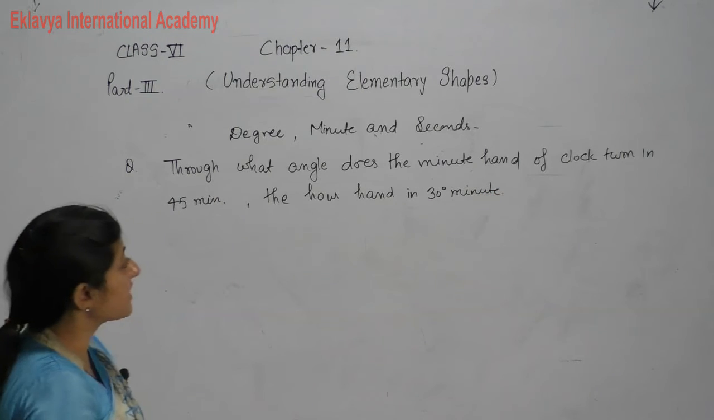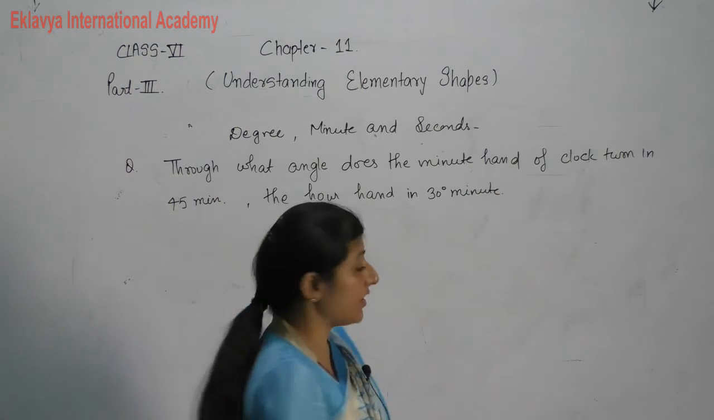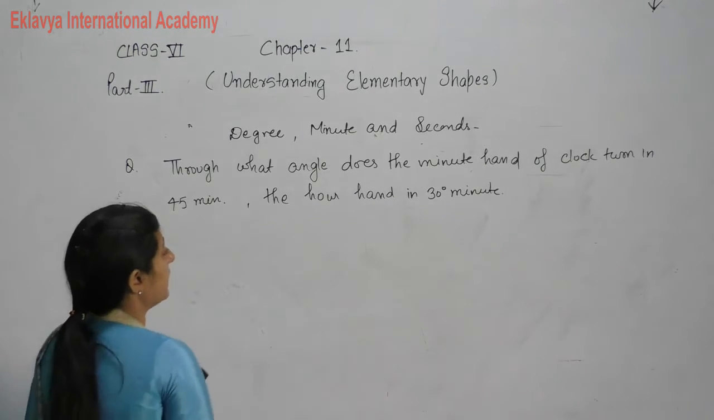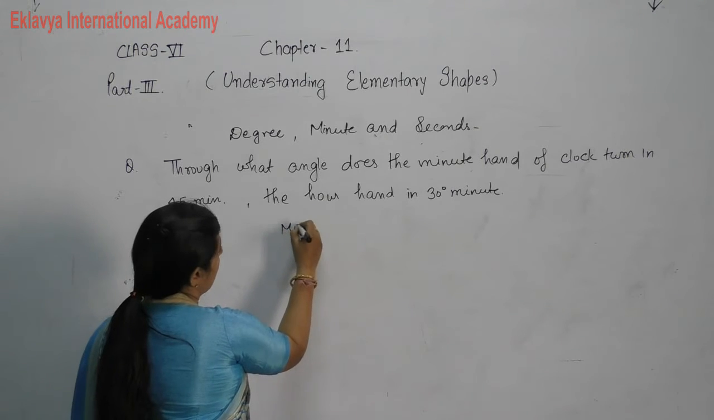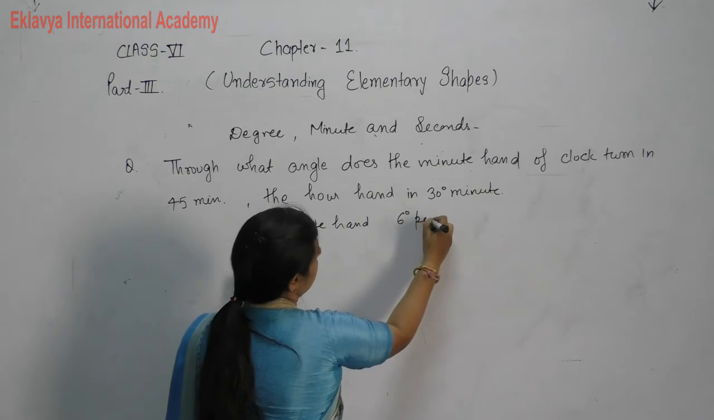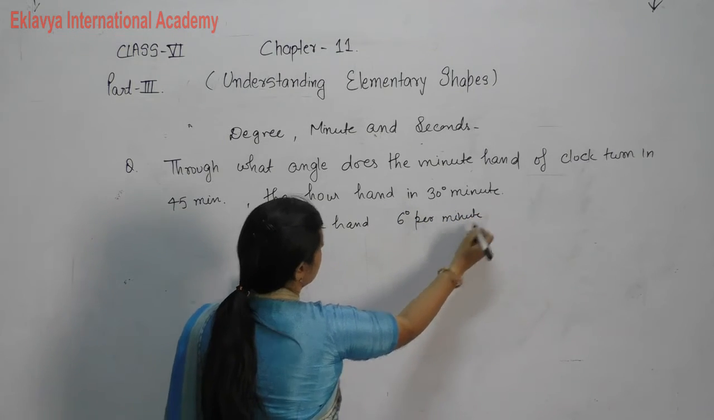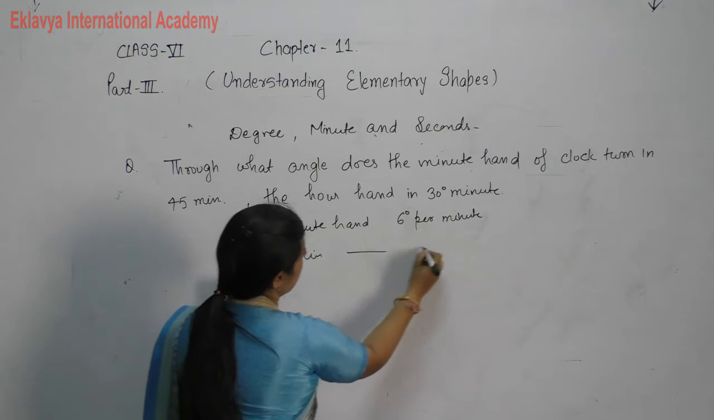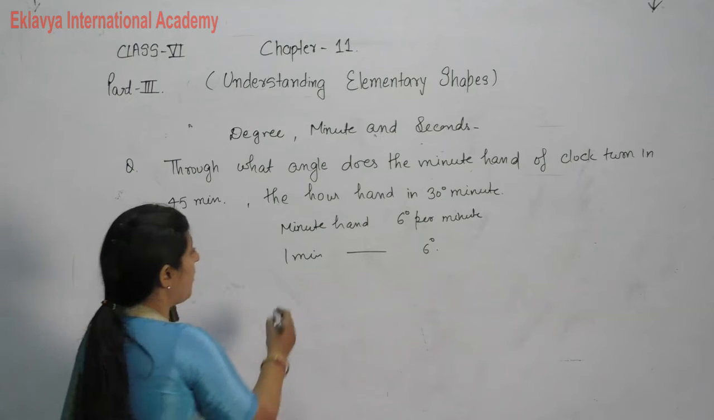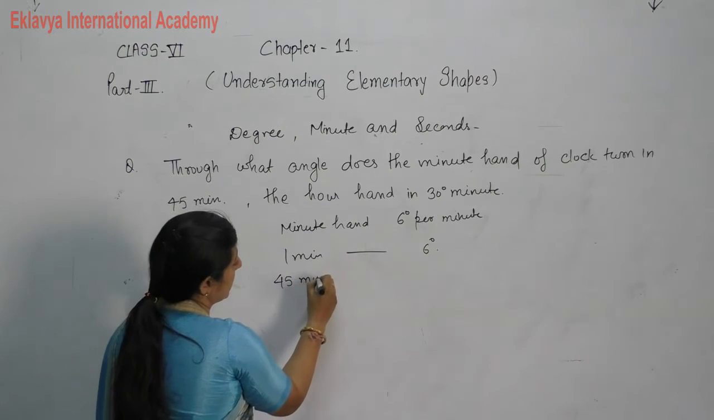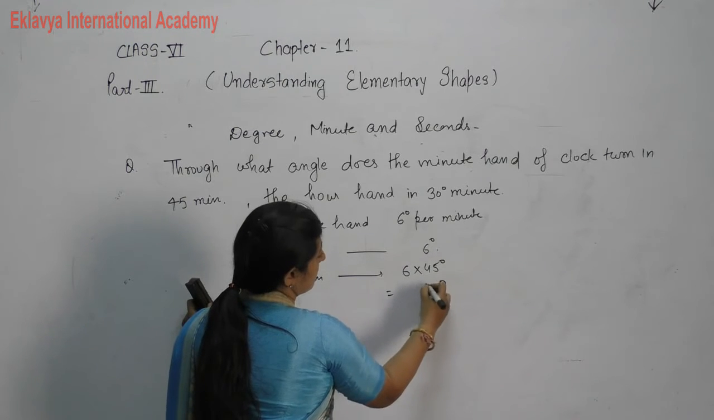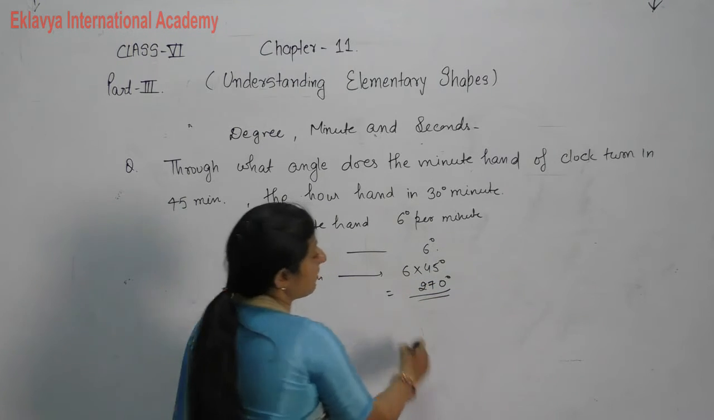Through what angle does the minute hand of a clock turn in 45 minutes? Now see, we already know that the minute hand makes 6 degree per minute, meaning in 1 minute it makes an angle of 6 degree. Then how many minutes are given here? 45 minutes. And in 45 minutes, what we will do? 6 into 45. That will make 270 degree.